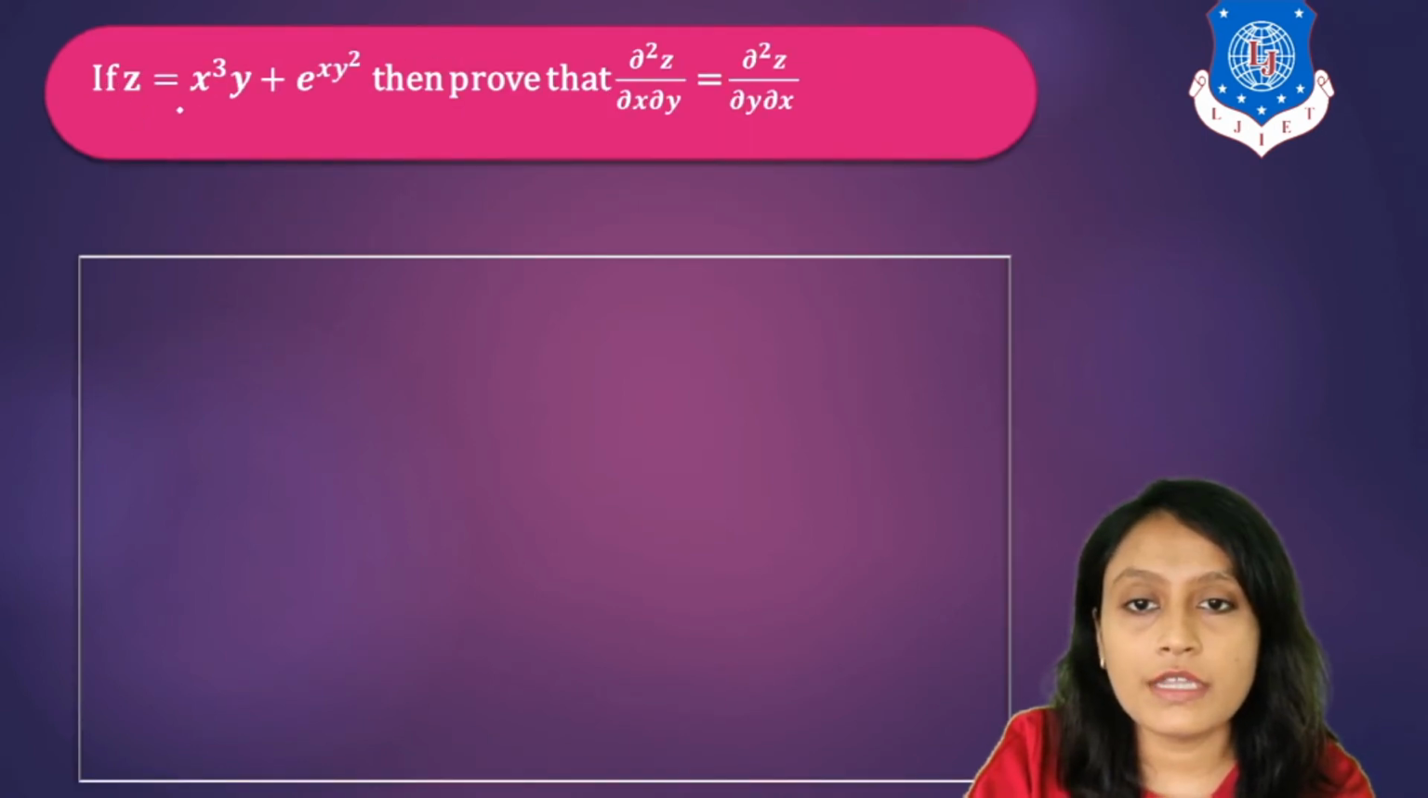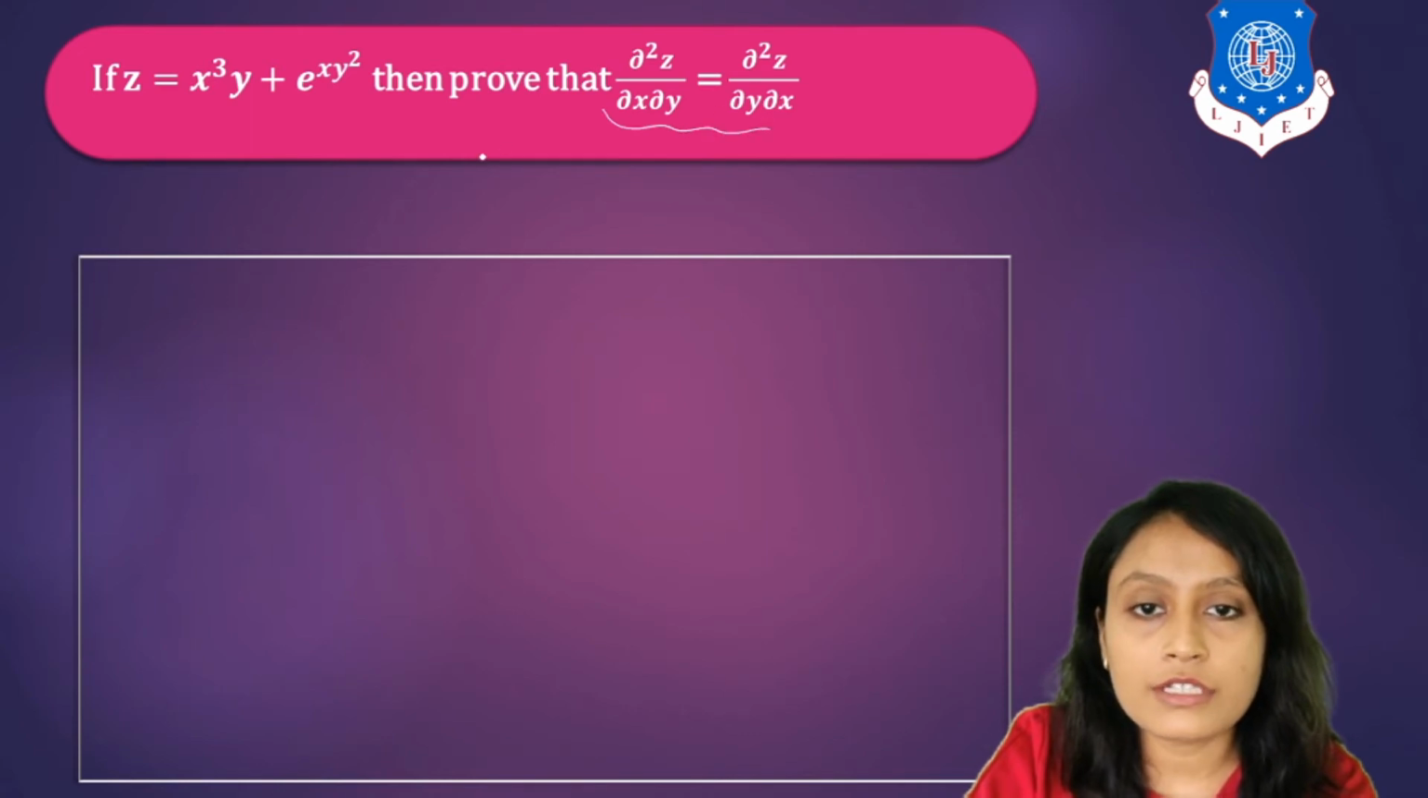So the next question is, if z is equal to x cube y plus e raised to x y square, then we have to prove that del square z by del x del y is equal to del square z by del y del x. So here we have to prove this Clairaut's theorem.